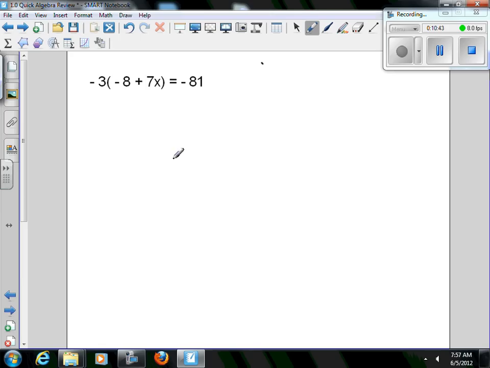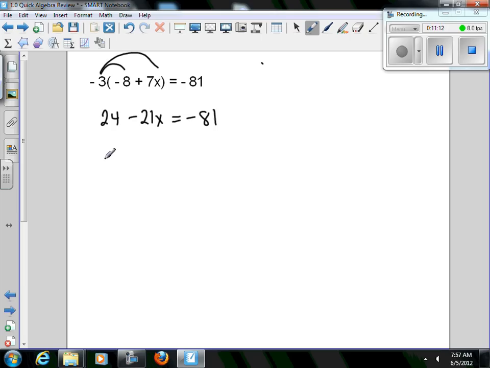Going to the next page, we are doing negative 3 times, in parentheses, negative 8 plus 7x equals negative 81. Let's distribute. Negative 3 times negative 8 gives us 24. Negative 3 times 7x gives you negative 21x, which equals negative 81.